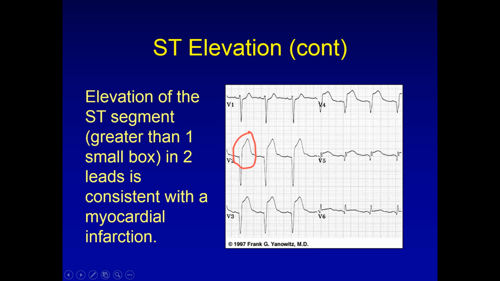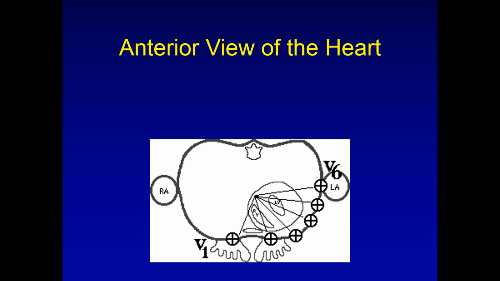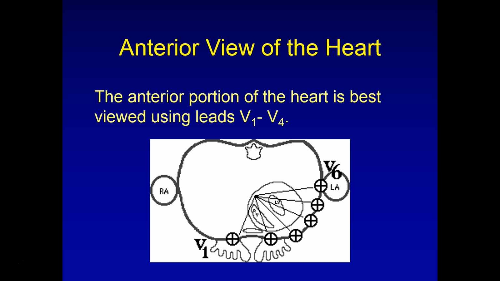There's ST elevation in lead V2, V3, V4, V5, and V6. For the anterior view of the heart, leads V1 through V4 are the leads that give you the best view of the anterior of the heart. Also, V1 and V2 give you a great picture of the septal wall, but that's still considered the anterior portion of the heart.